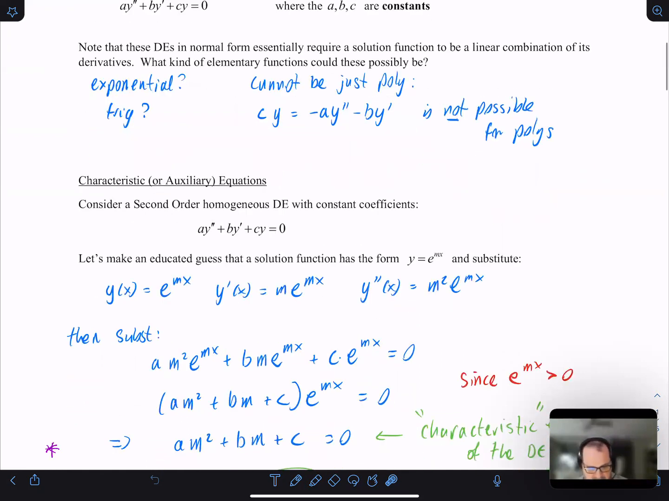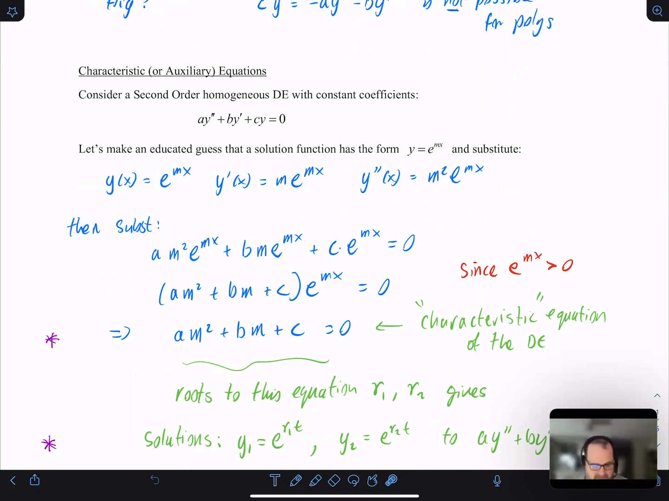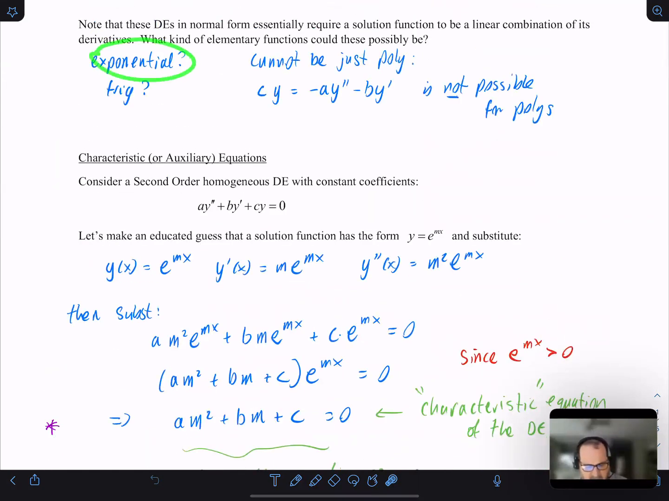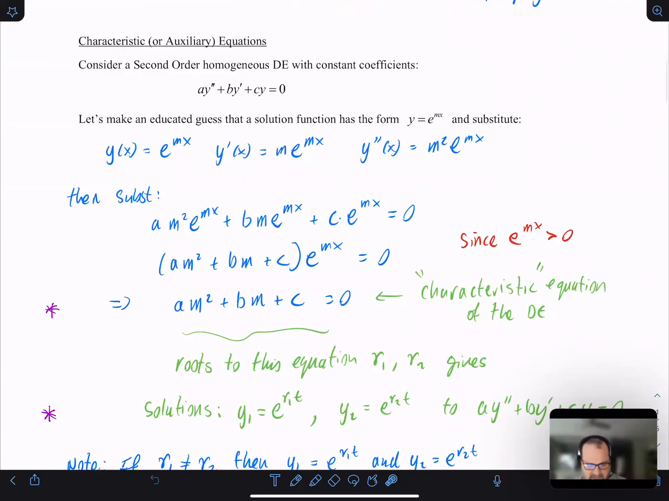So here's a little insight into how we actually go about solving them. Solving these involves finding or looking at something called the characteristic, or sometimes called the auxiliary equation for a DE. This is actually fairly easy, but let's just take a look at an example first. Let's assume we have some sort of exponential function as our solution. So let's assume that y equals e to the mx is a solution function. Let's see what has to be true about m for this to work.